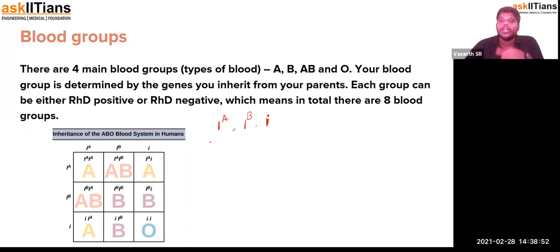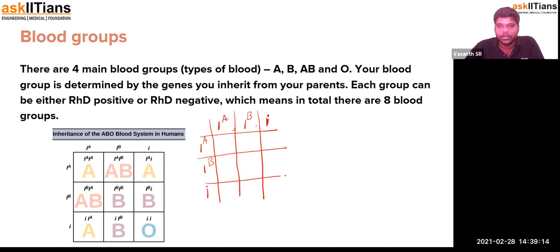If we apply a Punnett square here, it will be easy to understand. I have already done it over here, which we can see very easily, or we can do it also. If I apply IA, IB, and i: IAIA is A, IAIB is AB, IAi is A, then IBIA is AB, IBIB is B, IBi is B, and iIA is A, iIB is B, and ii is O.